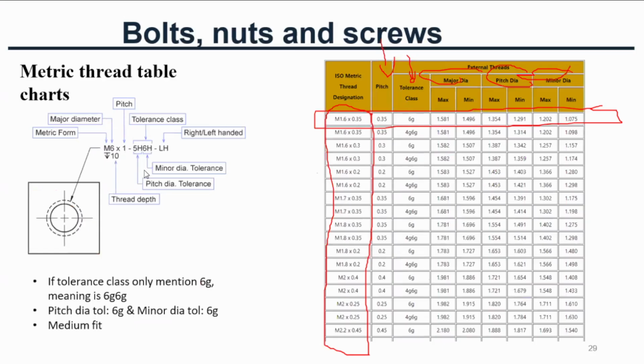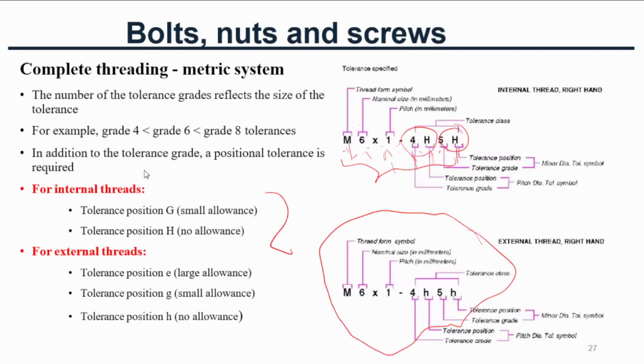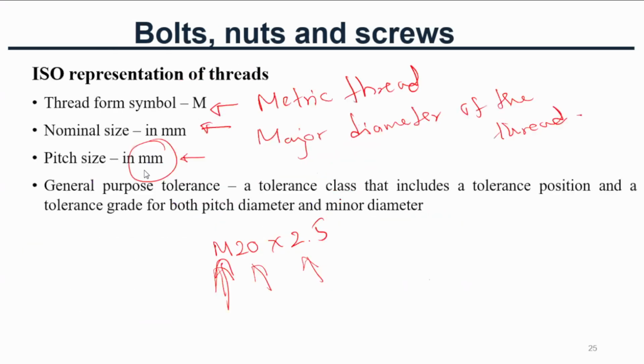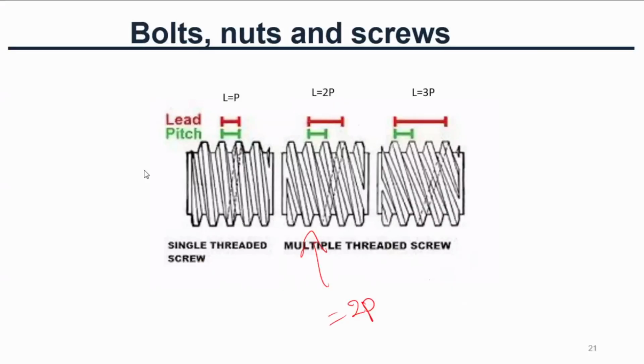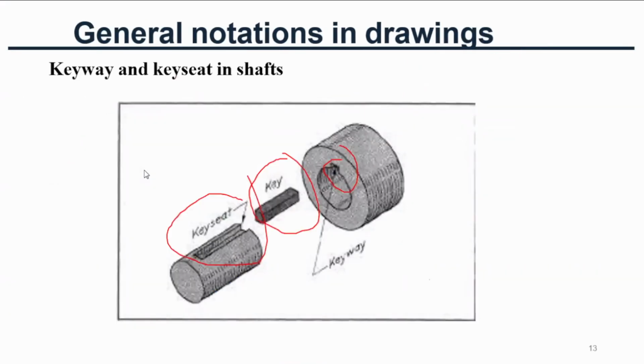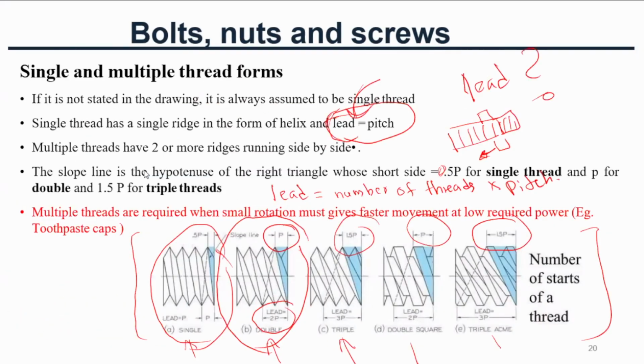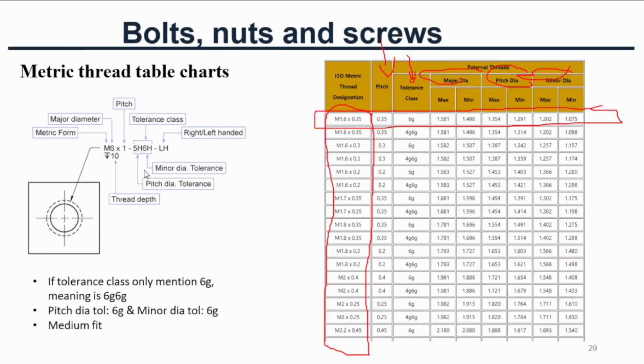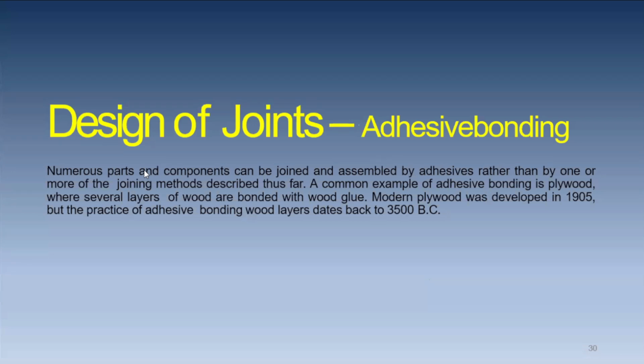So this is the end of bolts, nuts and screws. Now we will move to another new topic: another joining method, adhesive bonding. Have you heard about this one? This is a very common method in material joining.